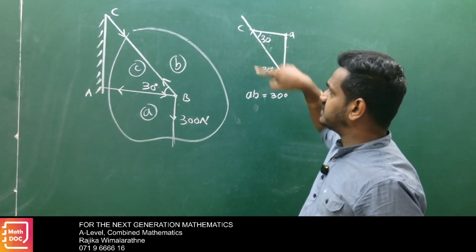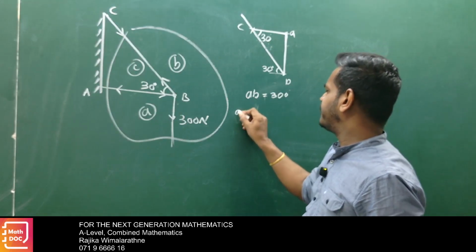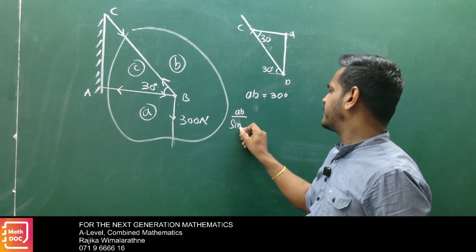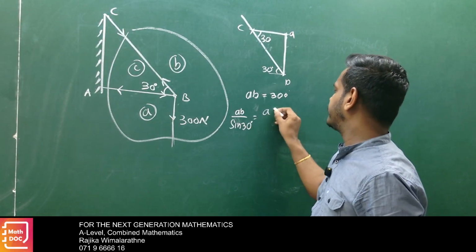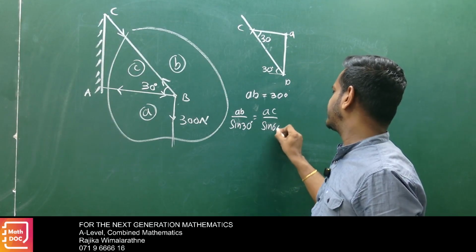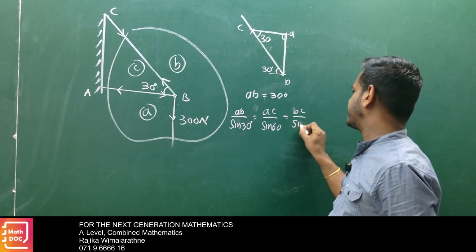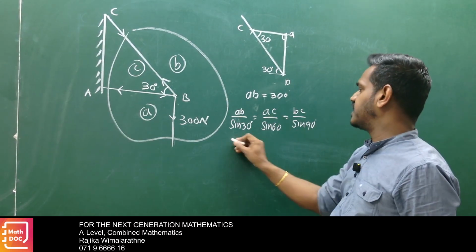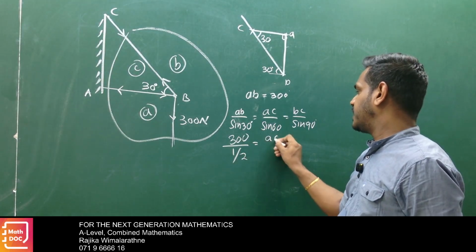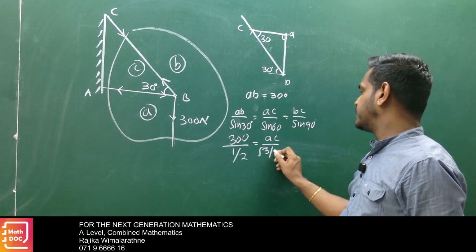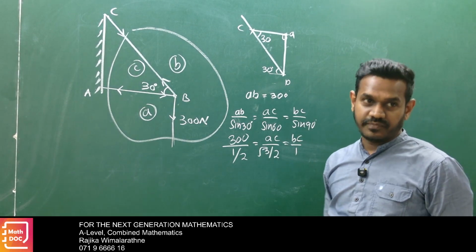Then to find stresses, we'd better consider the sine rule, no? Then AB over sine 30, AC over sine 60, BC over sine 90. Then AB 300. Sine 30 is half. AC, sine 60 is root 3 over 2. BC, sine 90 is 1.